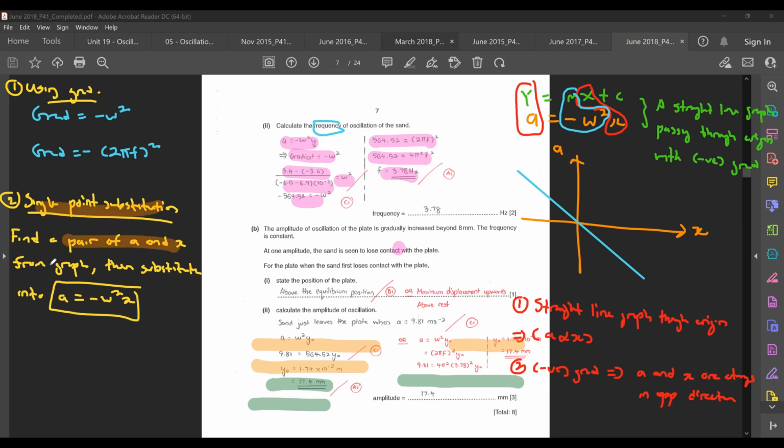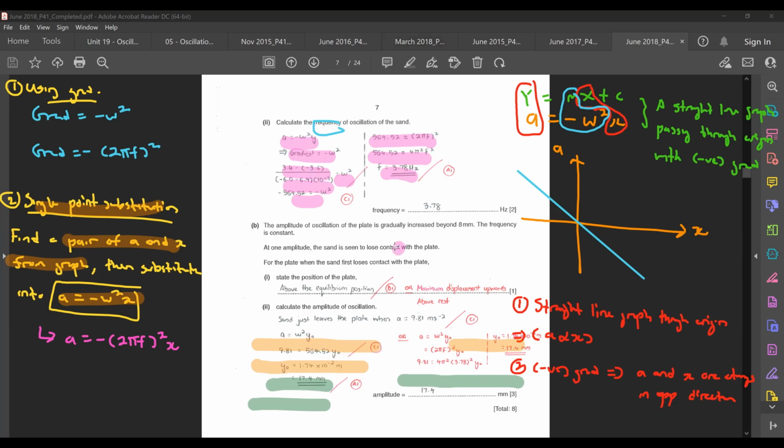Find a pair of a and x from the graph, and then substitute into a equals negative omega squared x. And just make sure that eventually you make it into negative (2 pi f) squared x, because you want to find f in the first place, right? So you do the second method, not necessarily you always need to use gradient. It's just that in my case, I've always used gradient.